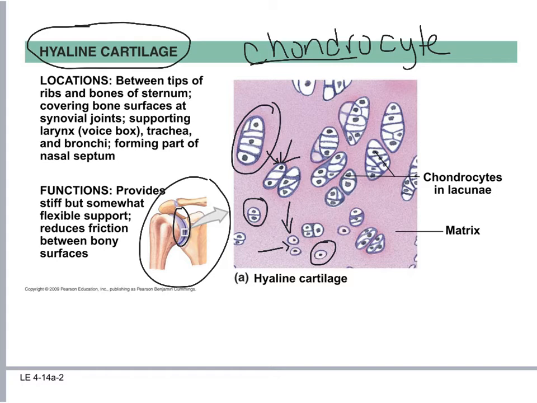The second thing is that if we look in between these cells, which I said is called the matrix, it looks very consistent. You don't see any fibers. There are fibers in the matrix, but you can't see them because they don't stain. So it just looks like a solid purple. That tells you that that is hyaline cartilage.